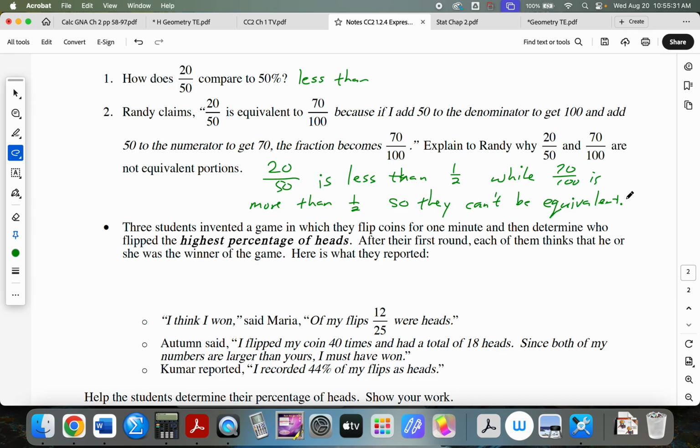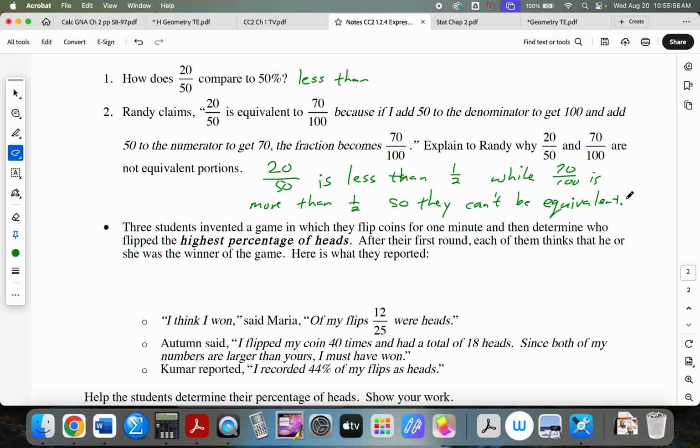So, 3 students invented a game in which they flipped coins for 1 minute and determined who flipped the highest percentage of heads. Okay, I'm a math teacher, but I'm saying you'd have to be really bored to play this game. But maybe they didn't have anything else. After the first round, each of them thinks that he or she was the winner of the game.